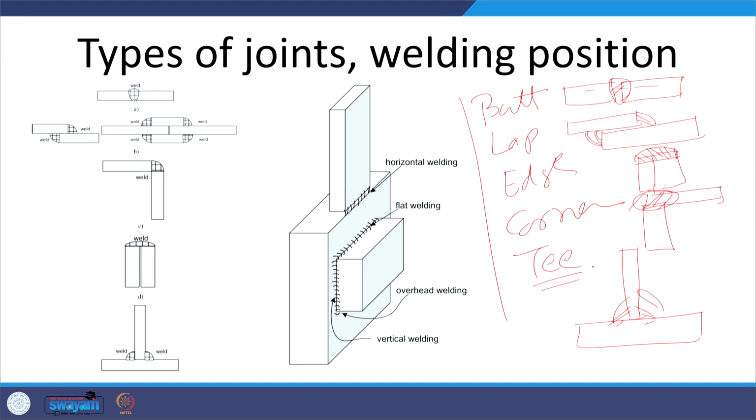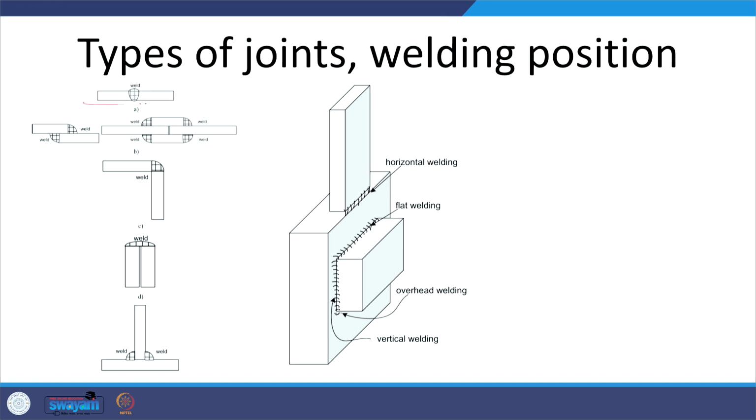So this type of classification is based on the placement of the components to be joined: the butt joint, lap joint, edge joint, corner joint or T joint. That is what we can see from this diagram also. This is the butt joint, this is the lap joint, then the corner joint, edge joint and the T joint.